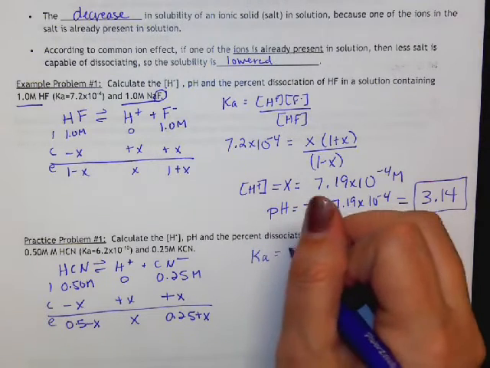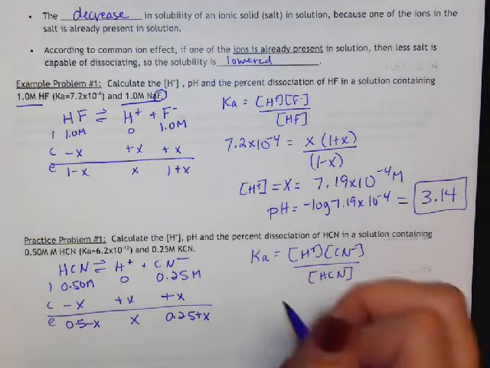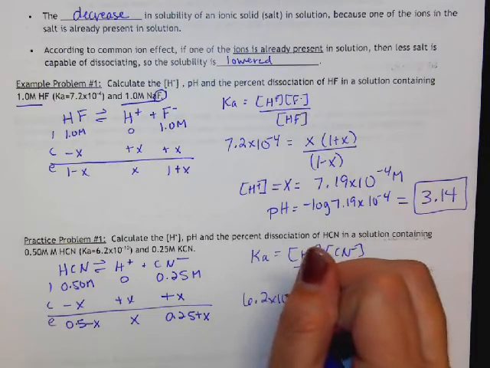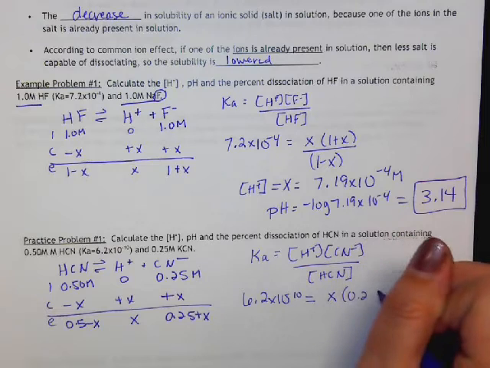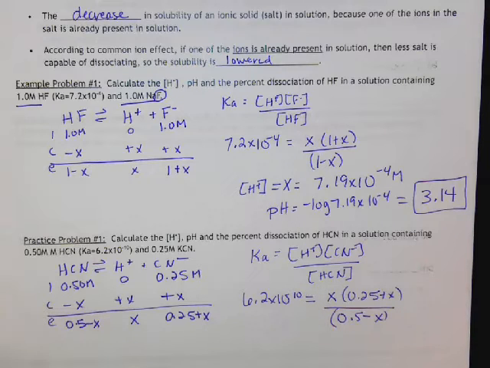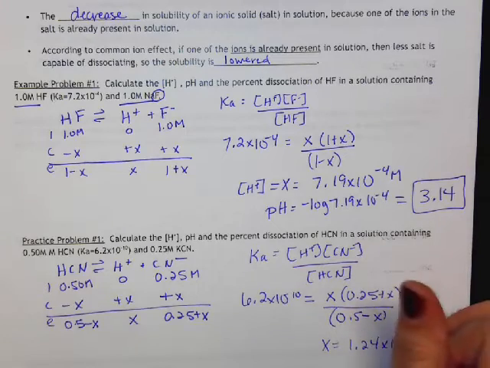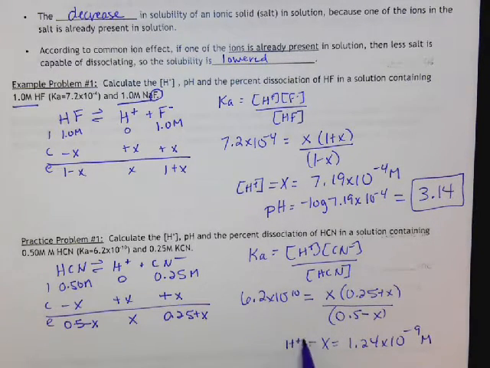We set up our Ka expression, which is our hydrogen times our cyanide over our hydrogen cyanide, or hydrocyanic acid. Our Ka is 6.2 times 10 to the minus 10. That is equal to X for our hydrogen, 0.25 plus X for our cyanide, over 0.5 minus X for the acid. We plug that into the solver, and we get X is equal to 1.24 times 10 to the minus 9. Again, that is our hydrogen concentration.